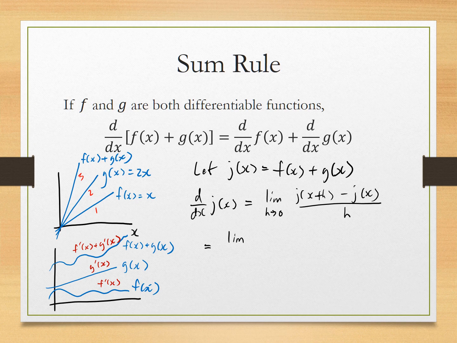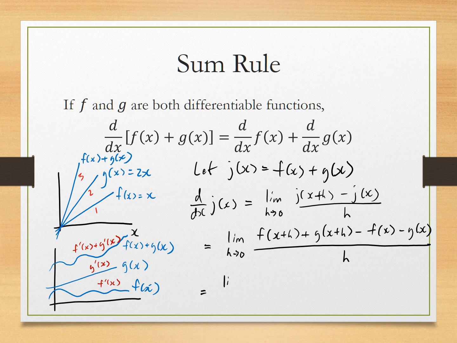So substitute in what j really is, and then you get f(x+h) + g(x+h) minus f(x) minus g(x), over h. By limit laws, you can group the terms. So you have the limit as h approaches 0 of (f(x+h) minus f(x)) over h, plus the limit as h approaches 0 of (g(x+h) minus g(x)) over h, and that equals the derivative of each individual function.